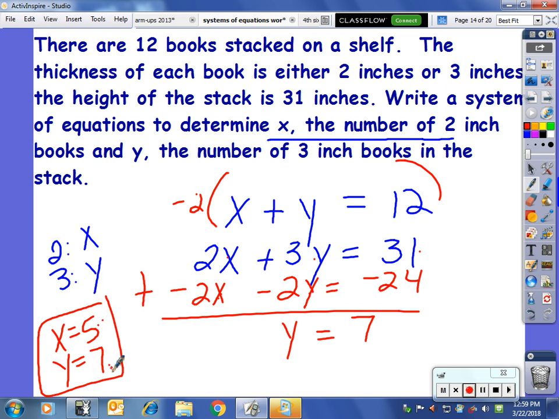Let's make sure it makes 31 inches. 5 times 2 would be 10 inches. 7 times 3 would be 21. That's 31 total inches in the stack. So yes, it works.